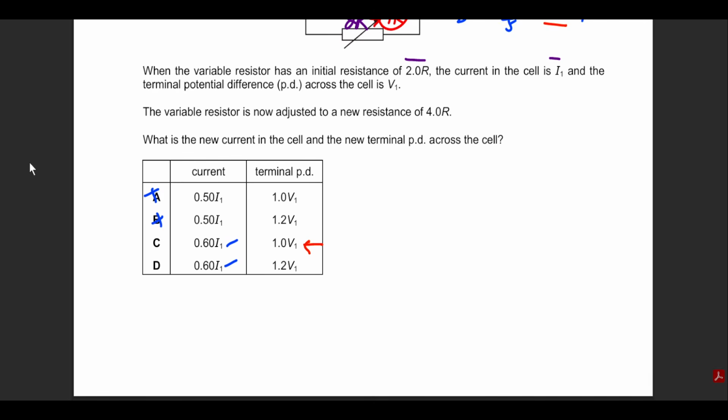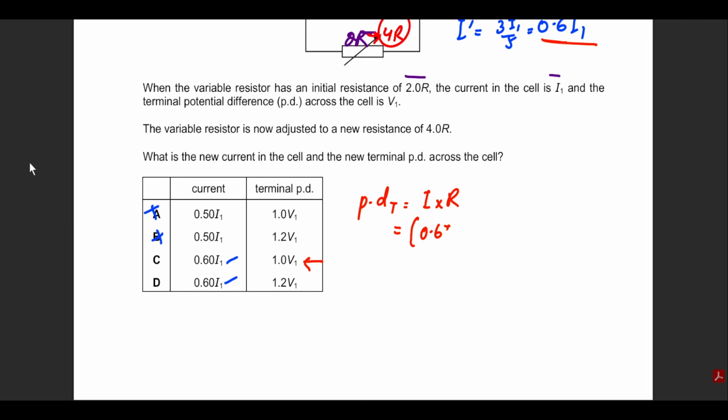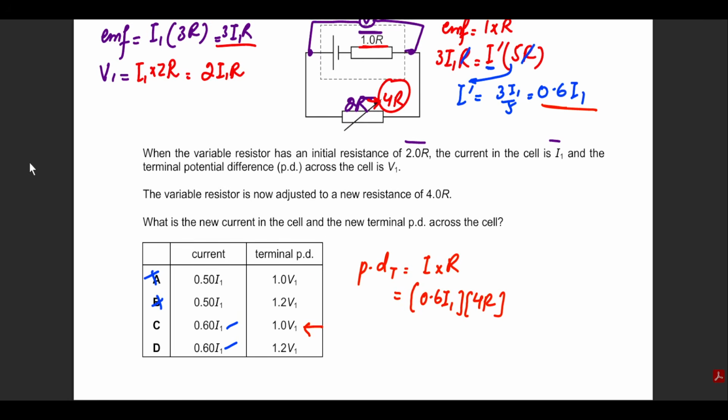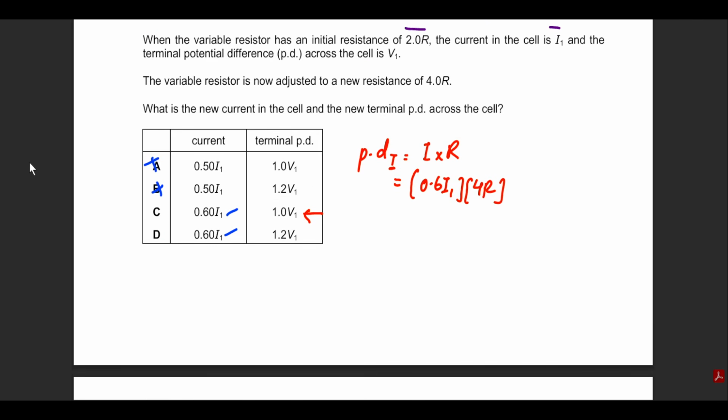So under the new circumstances, the terminal potential difference should have been current multiplied by the resistance. The new current in the circuit is 0.6 times I1. The new resistance this time around is 4R. Why? Because I'm thinking about the terminal potential difference, that is, across the load only. What's coming out of the battery after settling the internal resistance? What are we getting on the outside? This comes out as 2.4 times I1R.